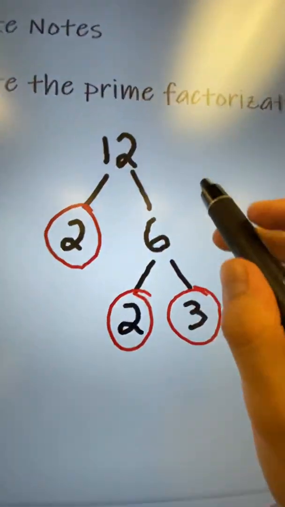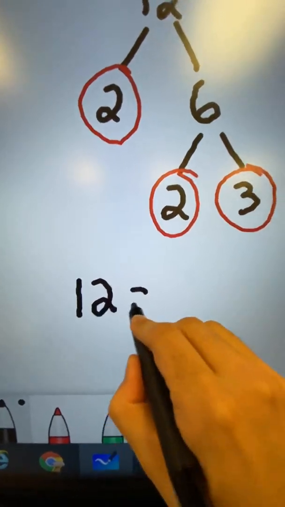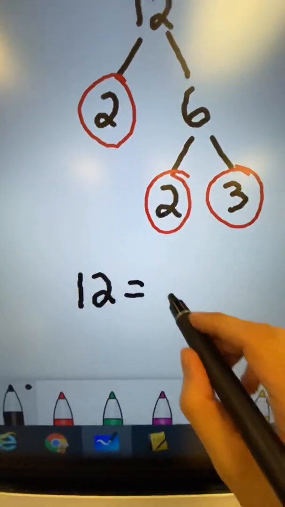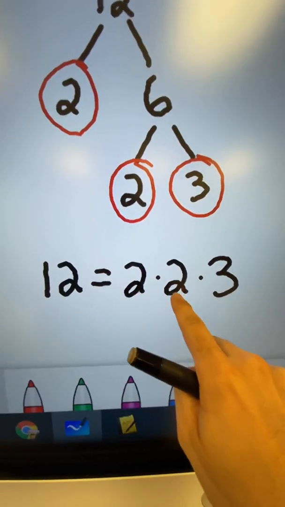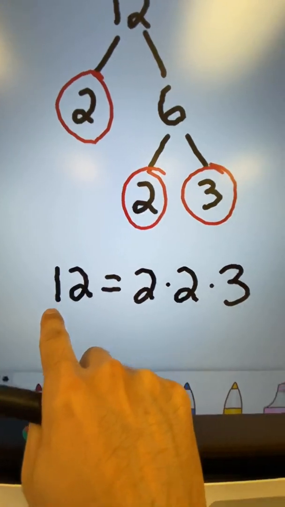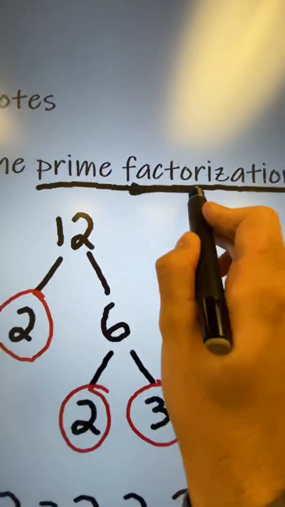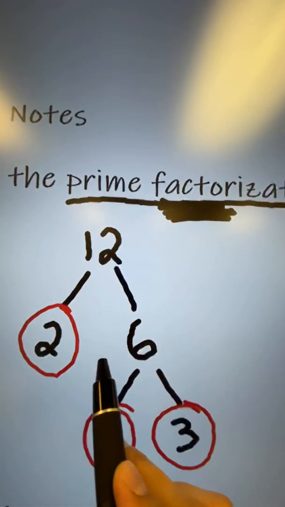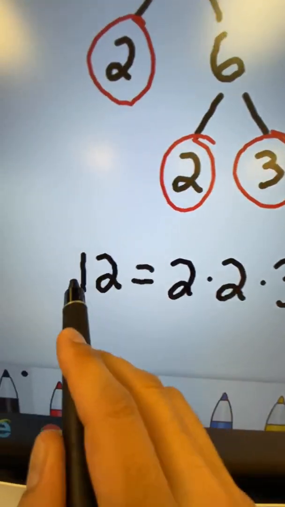So the prime factorization is 12 is equal to, and the numbers you circled, 2 times 2 times 3. 2 times 2 is 4. 4 times 3 is 12. So multiply these prime numbers together, you get back 12. If you look at what we're doing, prime factorization, we're using factors that are prime numbers. These are only prime numbers, and when you multiply them, you get back 12.